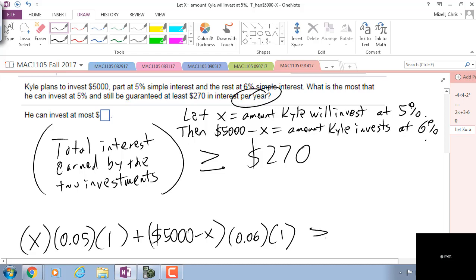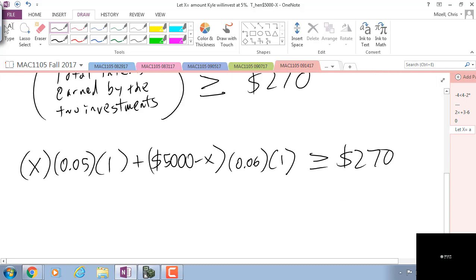We need that to be greater than or equal to $270. And we've got ourselves a linear inequality. We can solve this for X, and the solution set, X, well, will X be greater than something? Will X be less than something? Let's see.